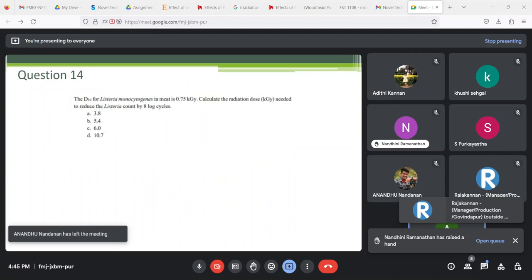Question 14. The D10 for Listeria monocytogenes in meat is 0.75 kilograys. Calculate the radiation dose in kilograys needed to reduce the Listeria count by 8 log cycles. So before we go forward, do you guys remember what a D10 value is? It was discussed in the previous week.